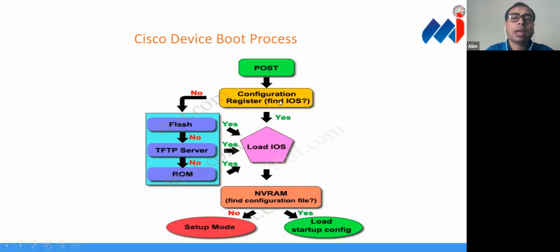But in case the configuration register is not found, then it will start in flash. If it is not found in flash, then it will be the TFTP server. For example, if you want to boot remotely, say your iOS image is on a TFTP server, then it is possible. Otherwise, it will start also from ROM. If found anywhere, then iOS will be loaded and the system will be functional accordingly.